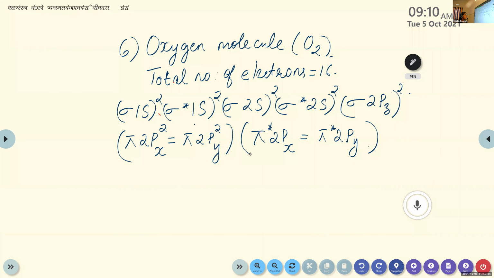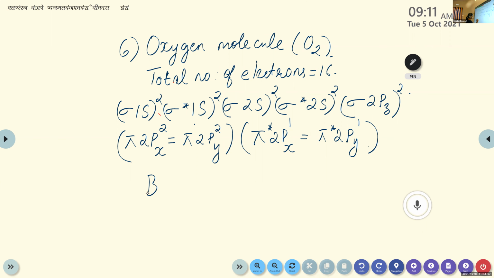So how can we distribute these 2 electrons to pi star 2px and pi star 2py? 1, 1. Okay, according to Hund's rule, only after filling one electron in each orbital will we go for the next one. So pi star 2px1 is equal to pi star 2py1, because these 2 orbitals are equal in energy. So this is the molecular orbital configuration of oxygen molecule.